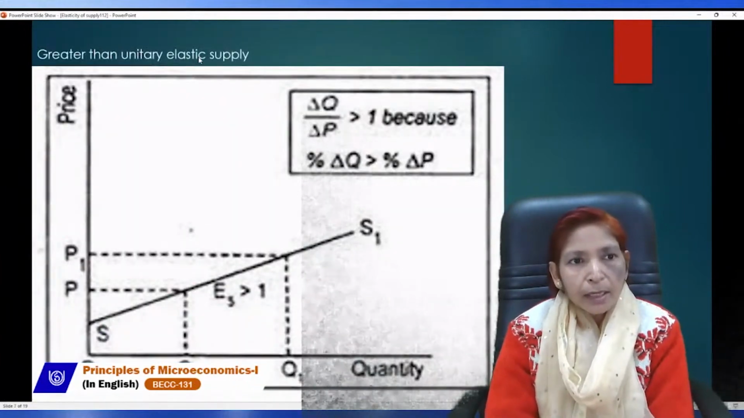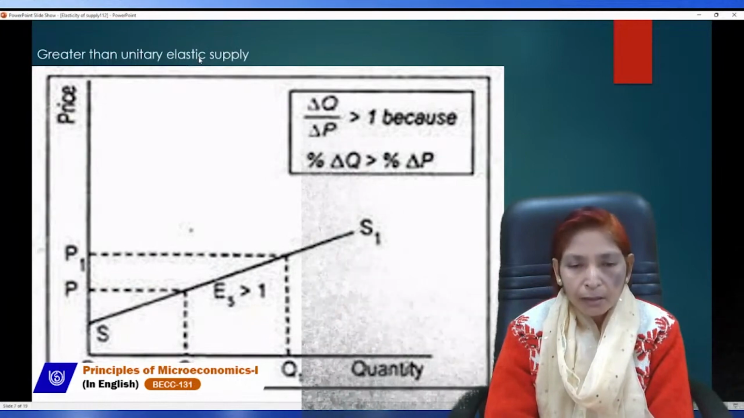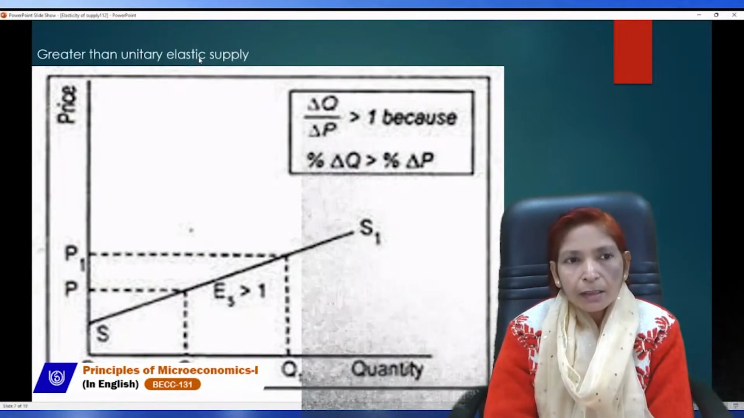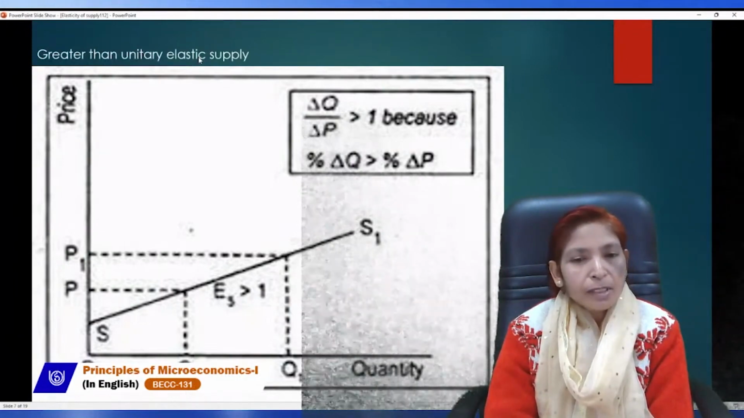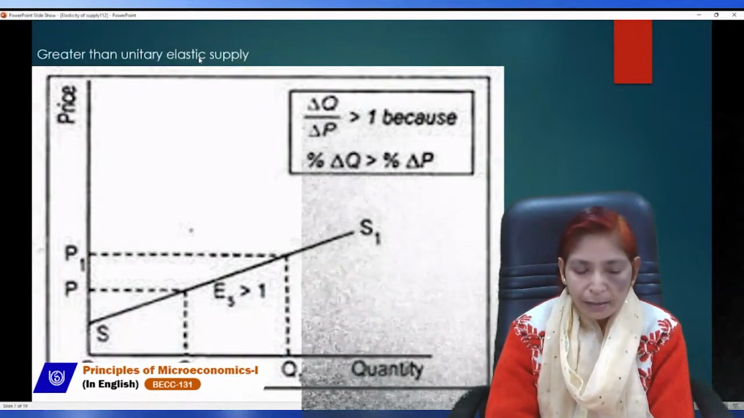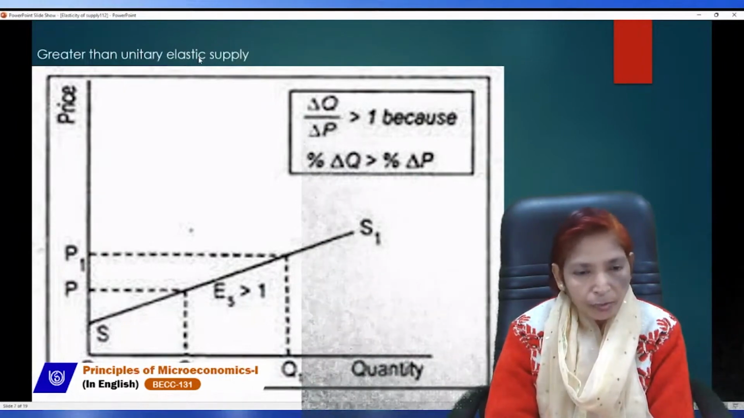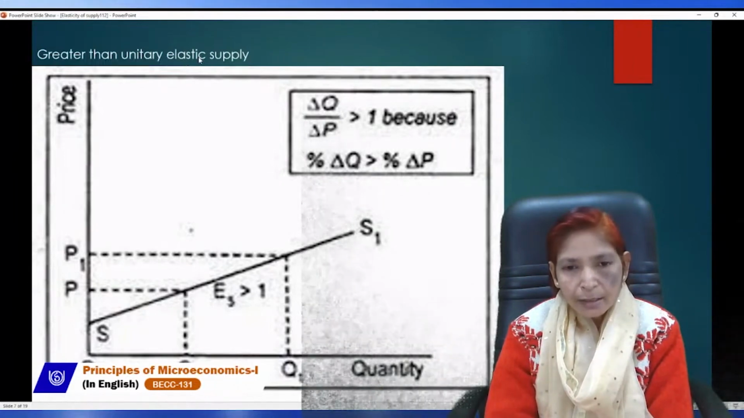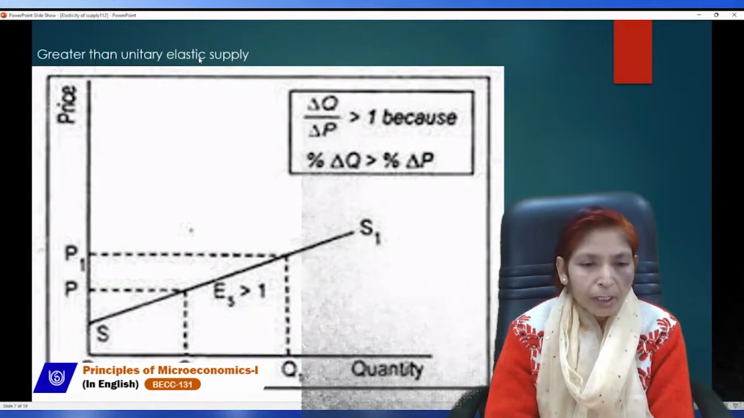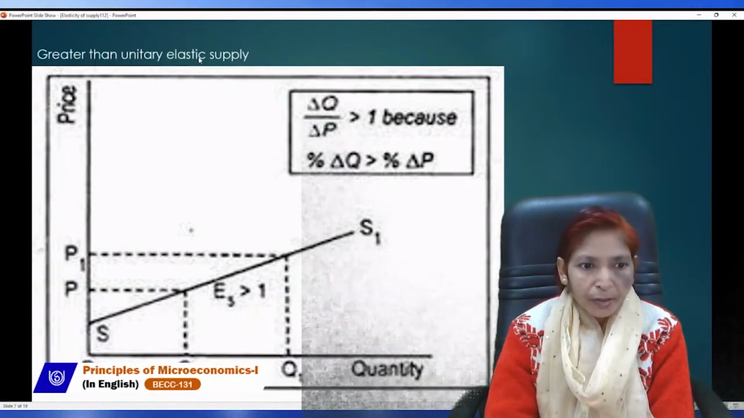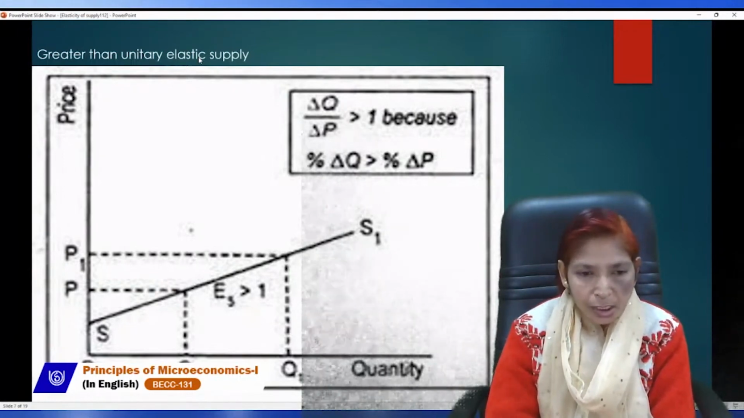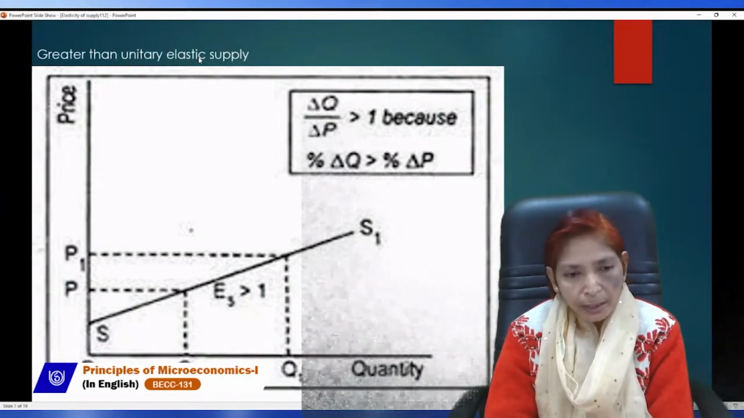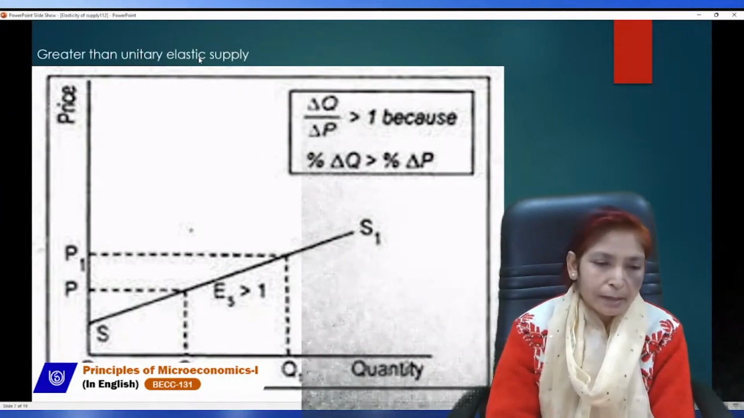Next is the greater than unitary elastic supply curve. When there is greater than unitary elastic supply, the supply curve will start from the y-axis, not from the origin, not a vertical or horizontal line, and not from the x-axis. The supply curve will start from the y-axis. In this case, the percentage change in quantity supplied is more than the percentage change in price.